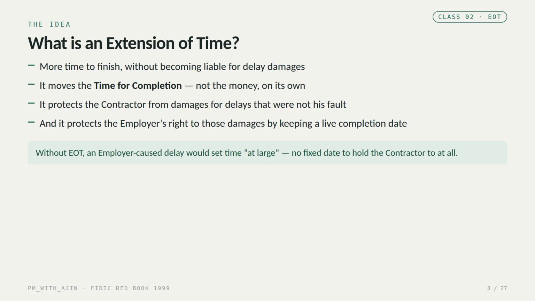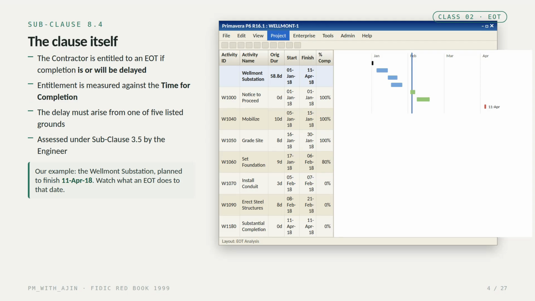It protects the contractor from being punished for delays that weren't his fault, but it also protects the employer because it keeps a firm completion date alive. Without it, an employer-caused delay could set time at large, and then there's no date to hold the contractor to at all.